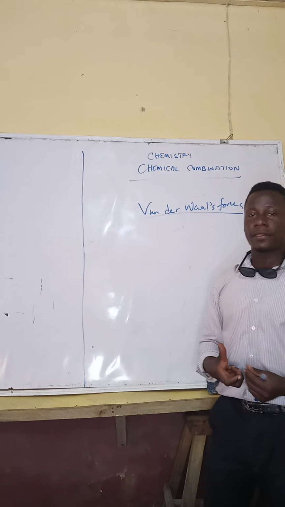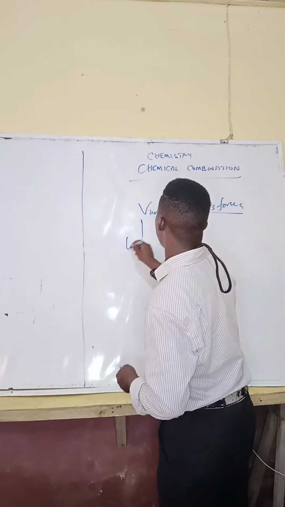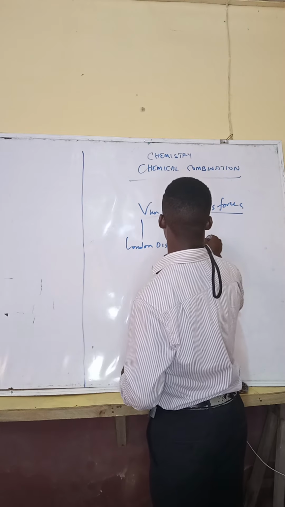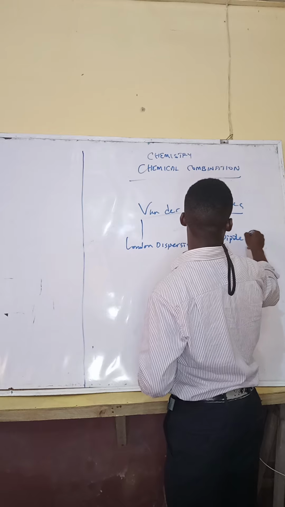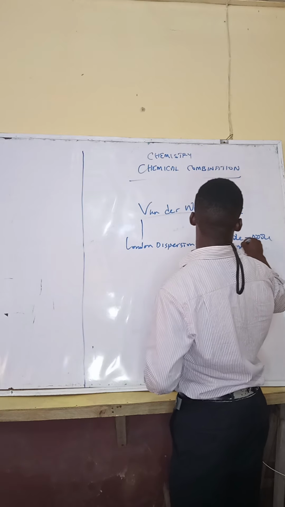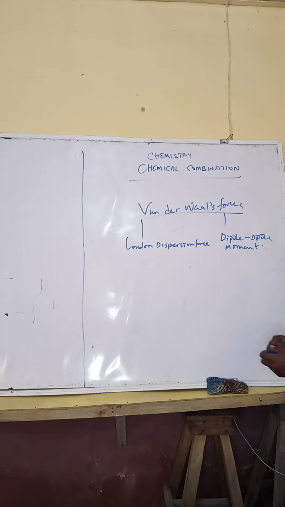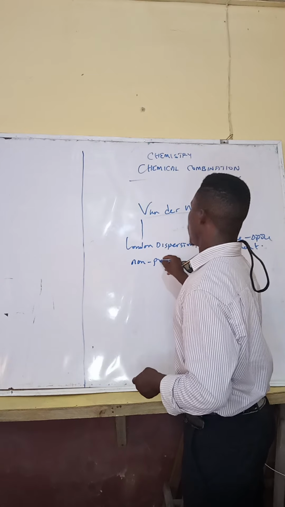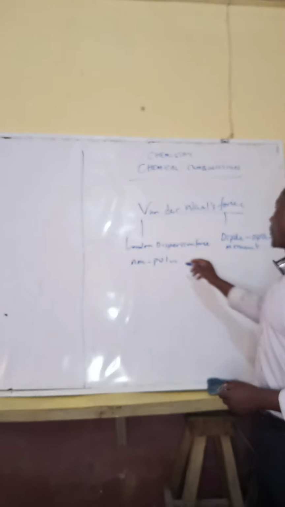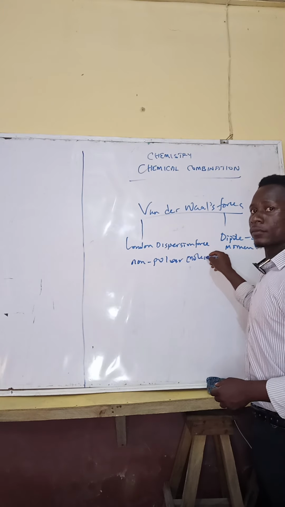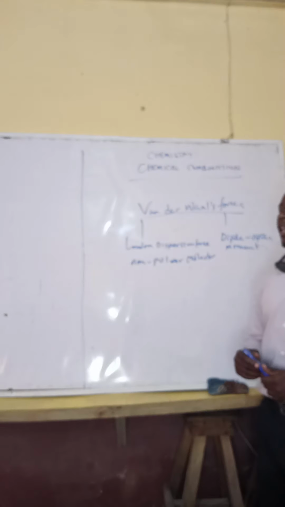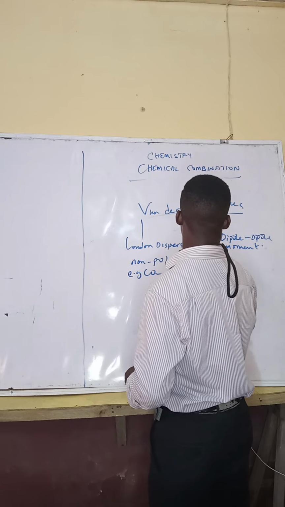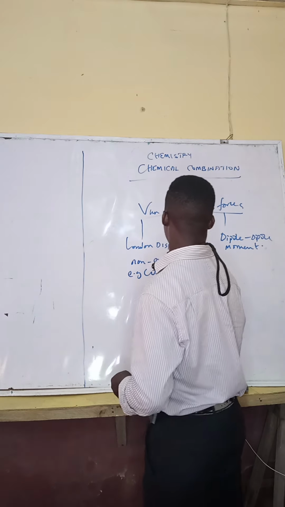Van der Waals force is subdivided into two: London dispersion force and dipole moment. London dispersion force occurs with non-polar molecules or compounds. Examples are CO2, H2, N2, Cl2, O2, etc.